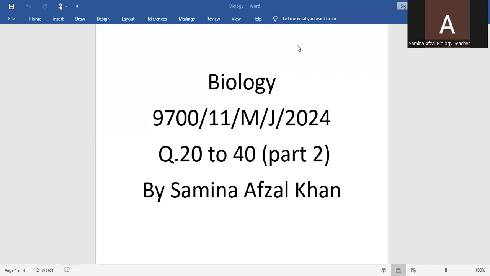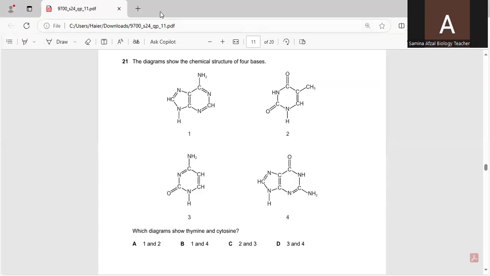Biology 9700, paper 11, May June 2024, question number 20 to question number 40, part 2. So first of all, we will discuss question number 21. The diagram shows the chemical structure of the four bases. Four bases are shown over here, and which diagram shows thymine and cytosine?